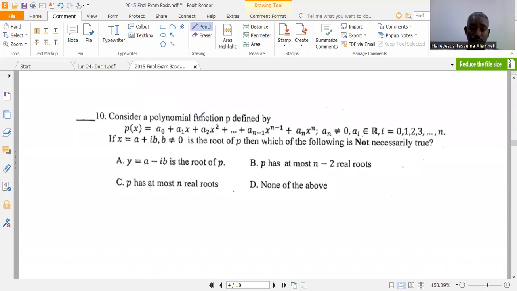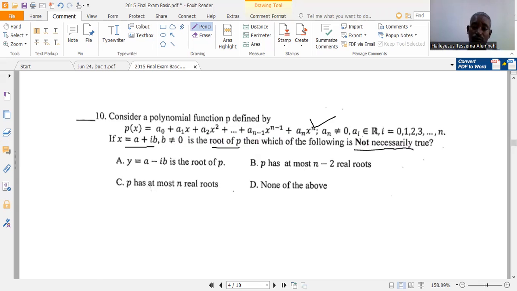The other one: consider the polynomial function p defined by p of x equals a naught plus a1 x and so on, a polynomial function of degree n, where an is different from 0 and the ai's are real numbers. Now, if x is equal to a plus bi, where b is different from 0, is a root of the polynomial function p, then which one of the following is not necessarily true?